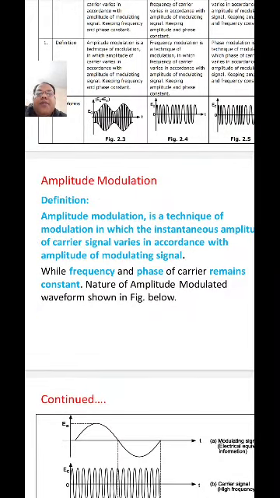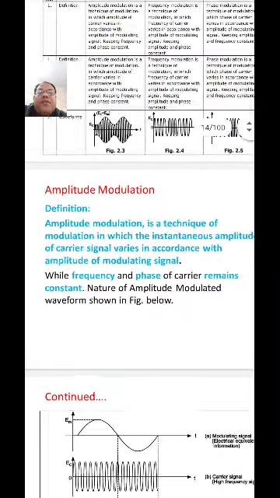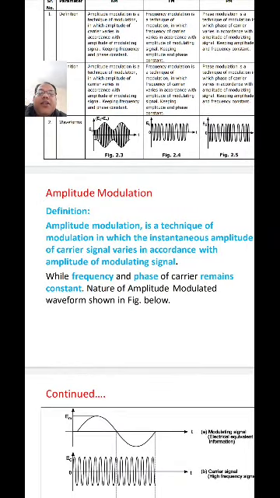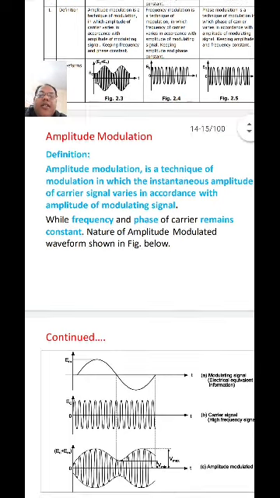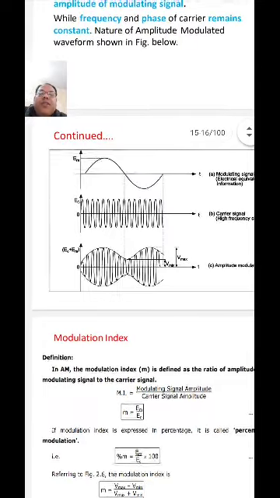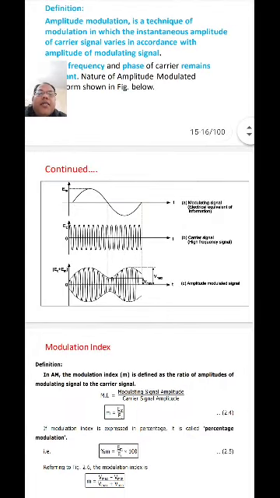What is amplitude modulation? Amplitude modulation is a technique of modulation in which the instantaneous amplitude of the carrier signal varies according to the amplitude of the modulating signal, while the frequency and phase of the carrier remain constant. This type of modulation is called amplitude modulation. Here is a diagram of amplitude modulation: the modulating signal, its electrical signal equivalent, the high frequency carrier signal, and the amplitude modulated signal.